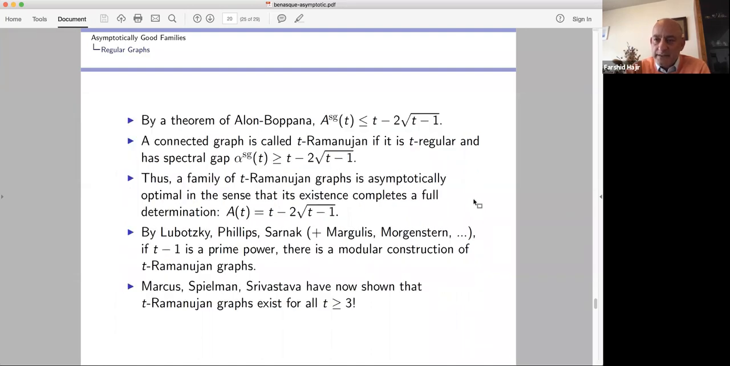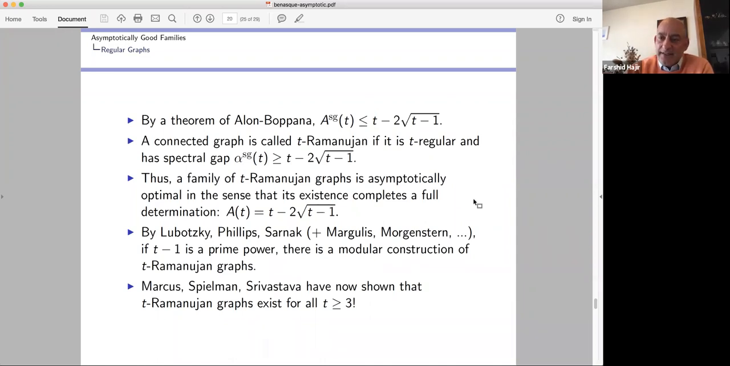So here's the sequence of things to know. There's a theorem of Alon-Boppana, which says the asymptotic envelope function for the spectral gap is bounded by t minus 2 times the square root of t minus 1. Most people probably notice it as an inequality in the other direction for lambda, the first eigenvalue. And a connected graph is called t-Ramanujan if its spectral gap is bigger than or equal to that. So if you can find a family of t-Ramanujan graphs, that means you found an optimal family.